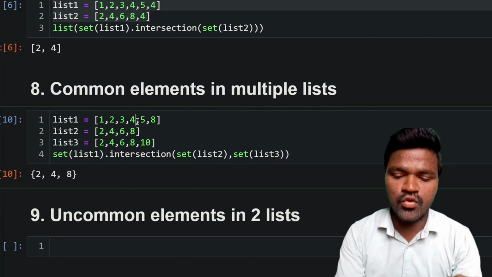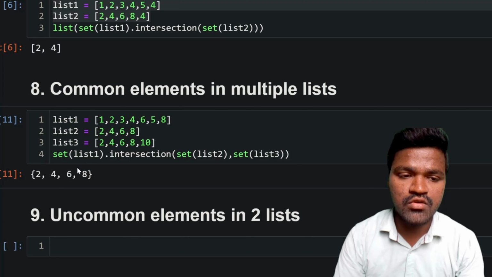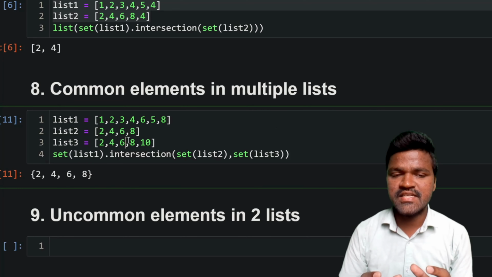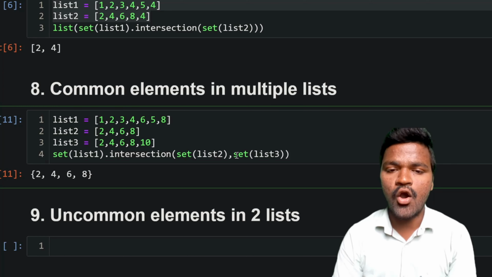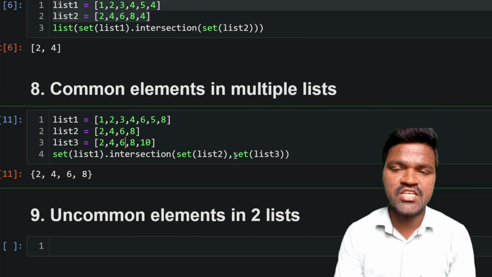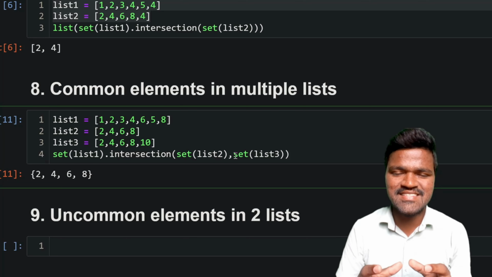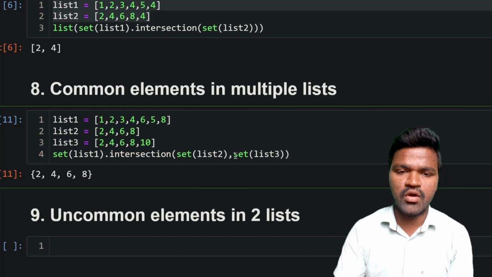So if we include 6 in here, and if I execute this, we are able to see 6 in the output, right? So by this you can understand that by simply using this intersection method and passing however many sets you want, you can find the common elements in all of those sets or lists. You can simply use this particular procedure. So I hope you can understand that.